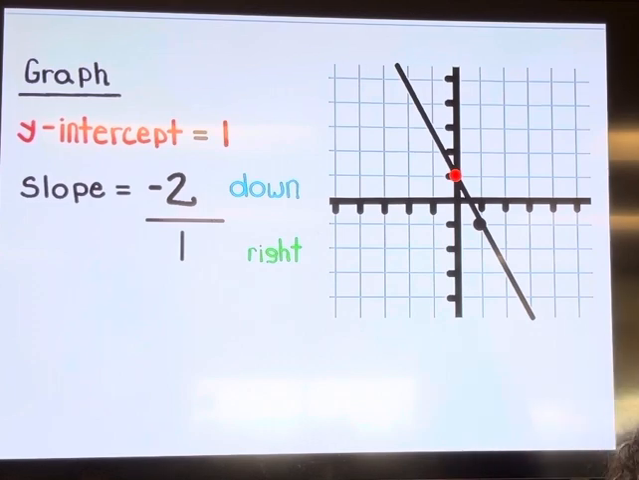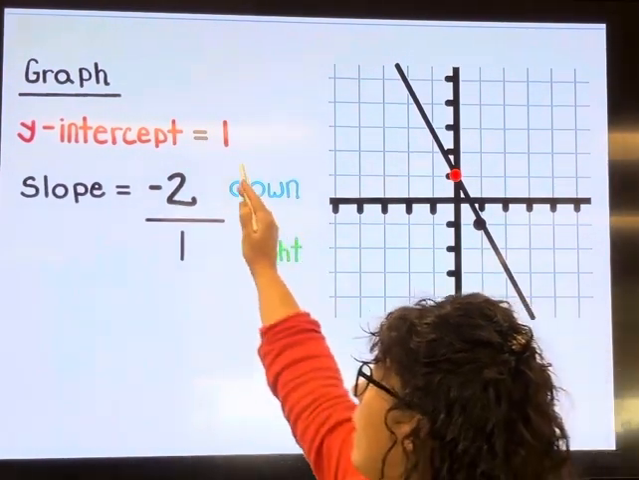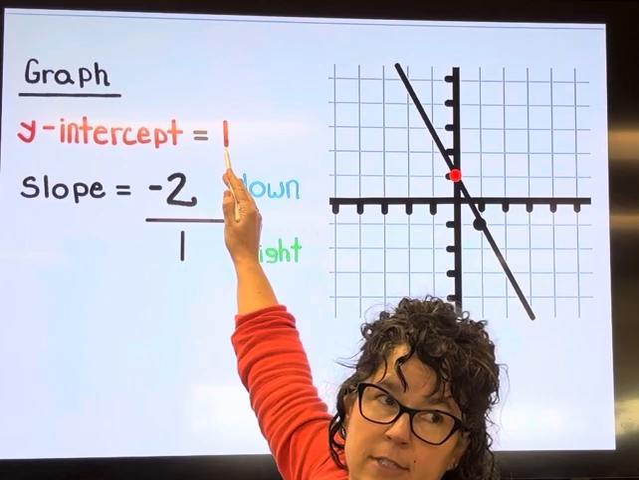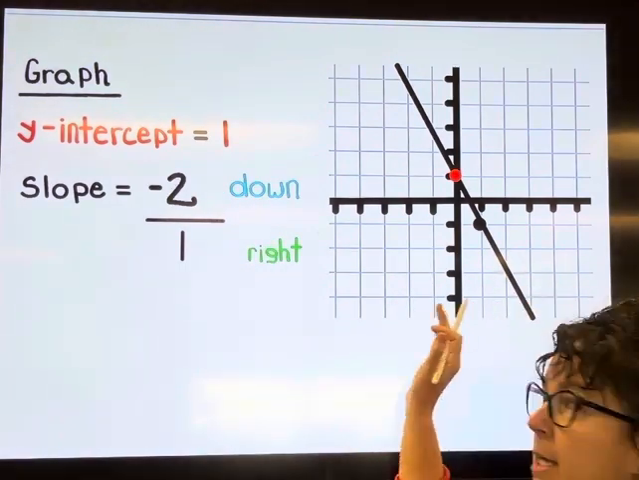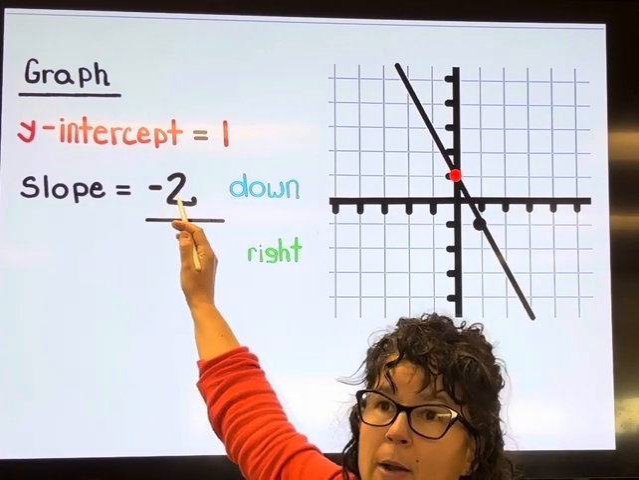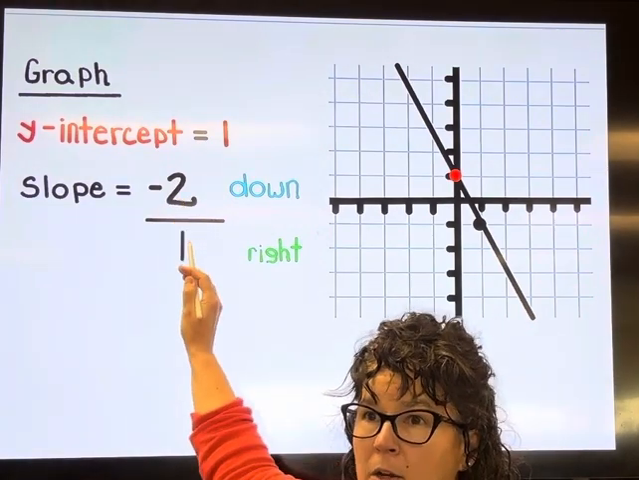So step 1, put a point on the y-axis at the y-intercept, and then step 2, from that point, move by rising and then running.